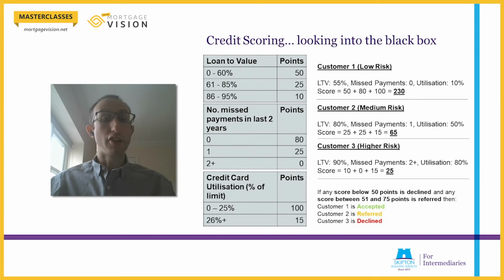Obviously, lenders can manage their risk appetite and control the lending they do by adjusting scorecards, among other things. So if, for example, we felt we were taking too much risk, you could increase your scorecard cutoff to, let's say, 80. That would then also decline customer 2, who had a score of 65.